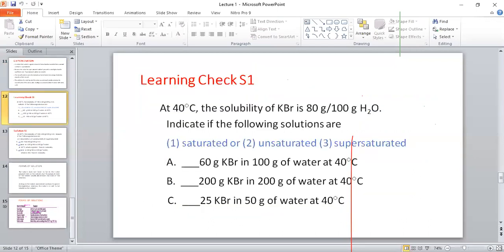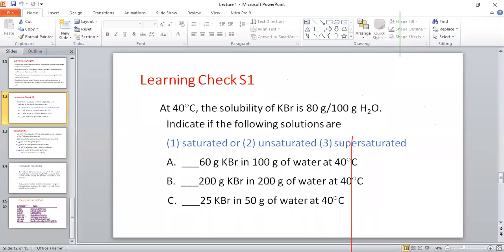I told you we will finish on time, and then I'll give you time to ask questions. But before then, let me check and see if you understand what I meant by saturated, unsaturated, and supersaturated solution. In this case, I will want somebody to answer. Let's look at this situation here.